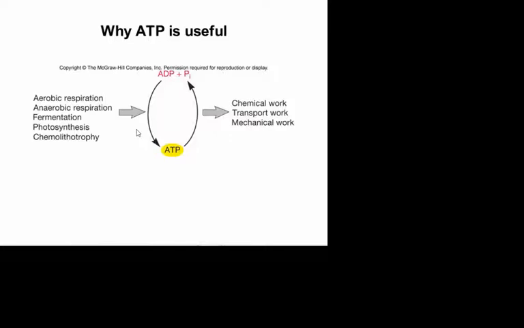Now, what does a cell need ATP for? Well, this is from a microbiology textbook. All these different processes that bacteria are going to use, their objective is to generate ATP because that will allow the bacterium to perform chemical work, synthesize molecules that are interesting. Transport work, ABC transporters, importing molecules against a concentration gradient. They require hydrolysis of ATP for this process to work.